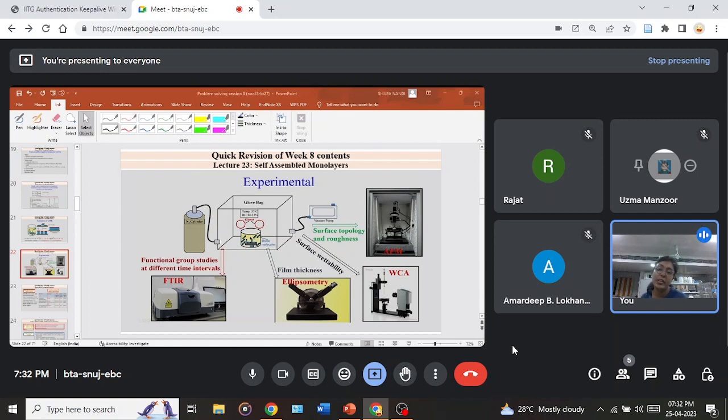And experimentally, if you perform the formation of these SAMs, you can go for assessing the surface topology and roughness through AFM. You can go for assessing the surface wettability through WCA analysis, that is water contact angle analysis. Then film thickness can be assessed using ellipsometry. And again, functional group studies at different intervals can be done through FTIR. Right.